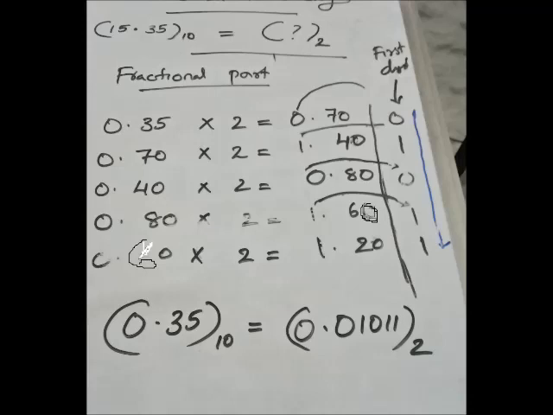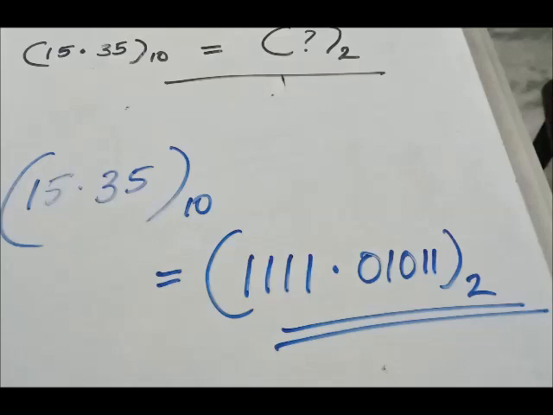Okay, when we combine the results, we can say 15.35 to the base 10 is equal to the equivalent of 15, which is four ones, 1 1 1 1, point, then the equivalent of 0.35, which is 0 1 0 1 1. So the equivalent binary is as you can see on the screen.